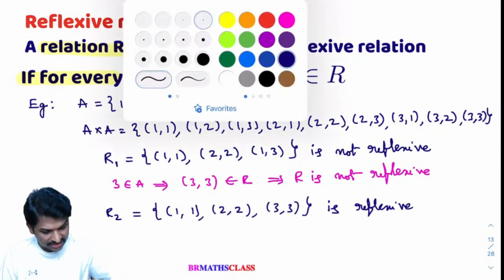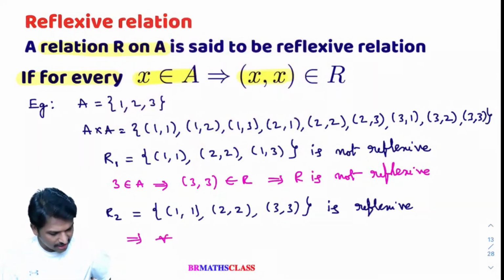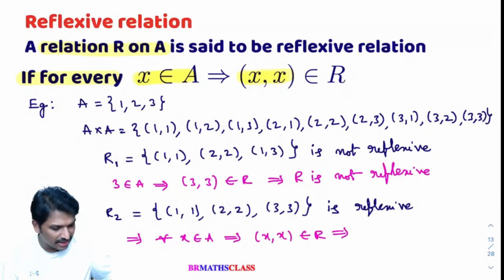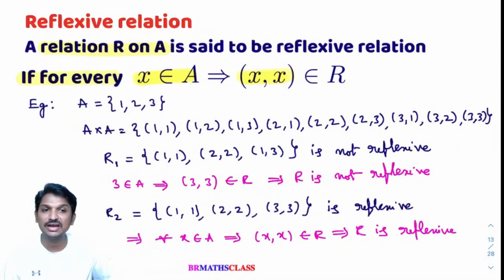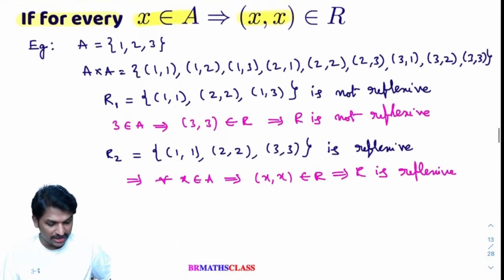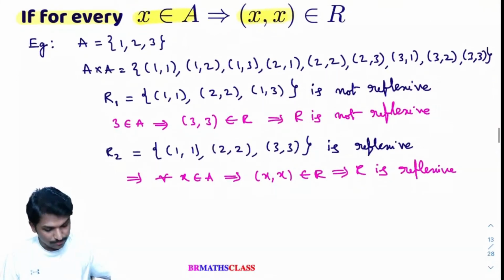If someone asks what is the reason for that, you will write: for every x belongs to A implies the ordered pair (x, x) belongs to the relation. That's why R is reflexive. That's it. I hope you understand. To clear all your doubts, I'll take one more example.